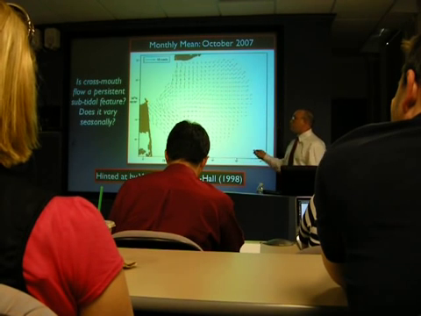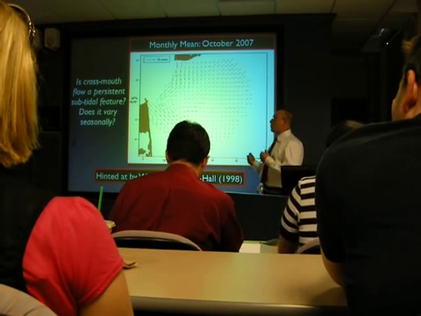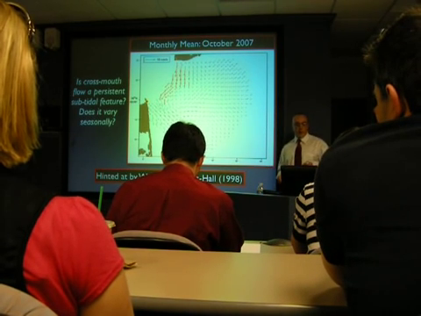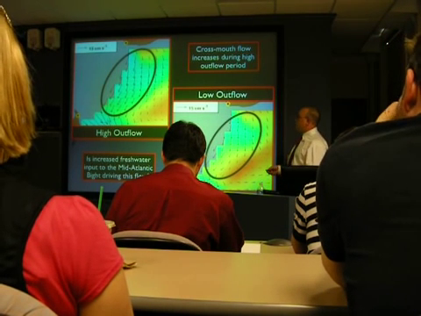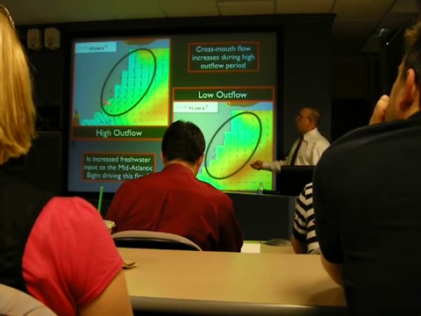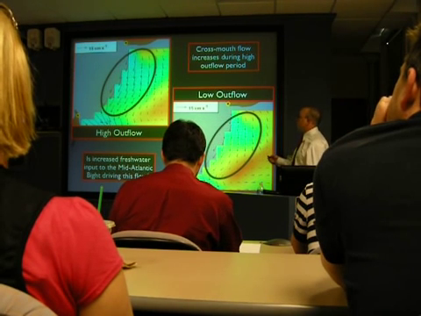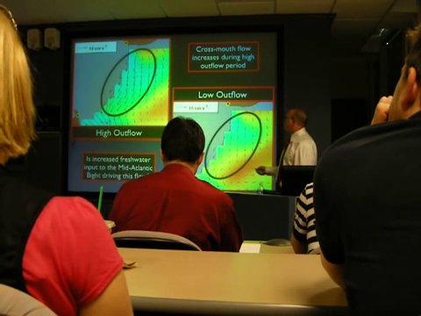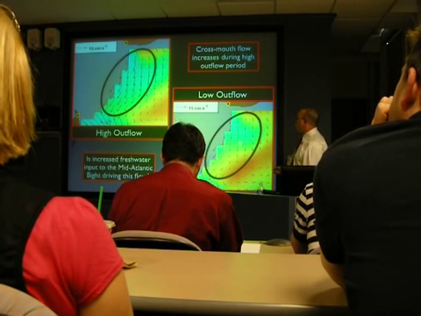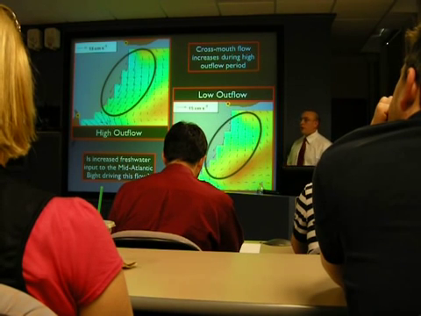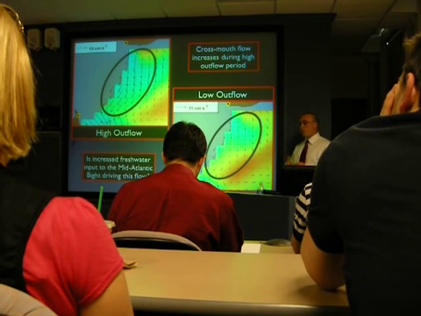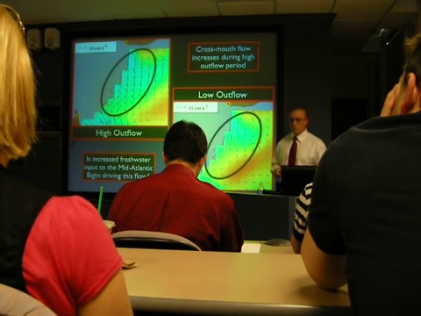So one of the questions, or two questions that we're asking, is this a persistent subtidal feature, and does it vary seasonally? So to go about answering that, we show, again, mean currents over the high and low outflow periods, and we're showing here that the mean currents in the high outflow period are slightly larger than in the low outflow period. So this may indicate that this cross-mouth flow may be forced by the injection of fresh water into the mid-Atlantic region.